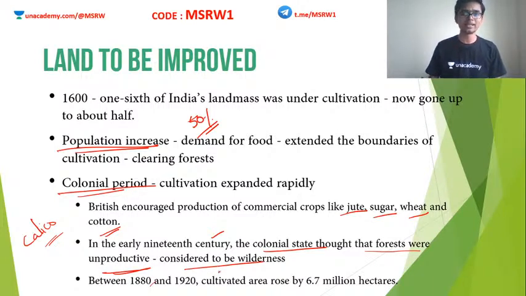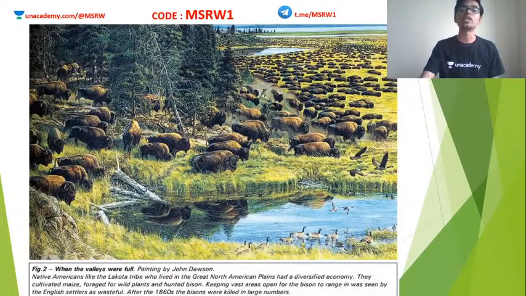Between 1880 and 1920, that is the later part of the 19th century and earlier part of the 20th century, cultivation area rose by 6.7 million hectares. This is what I told you. Expansionism in the agricultural sector happened around the start of the 20th century. Clear? Which led to the huge downfall of forests.